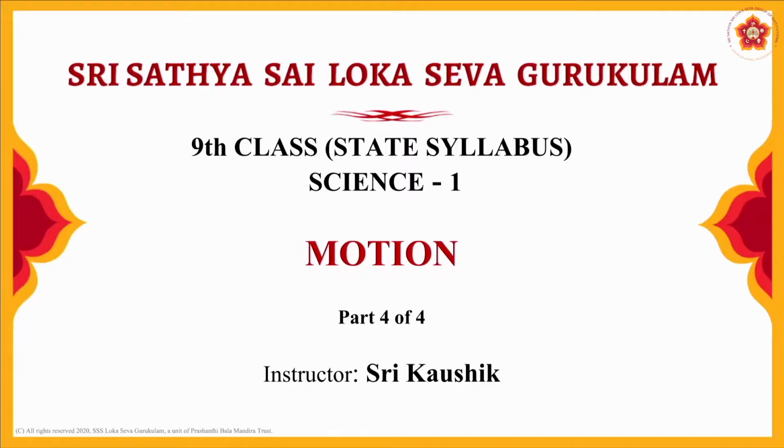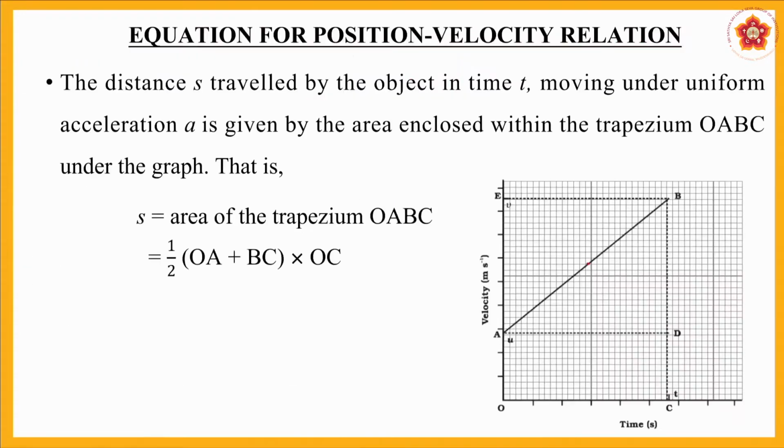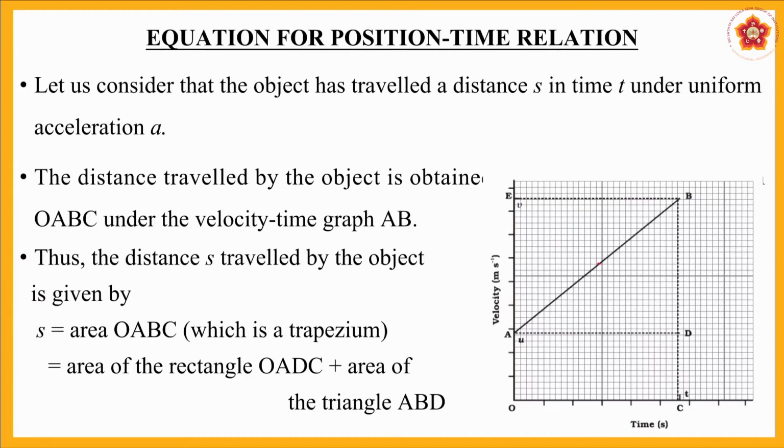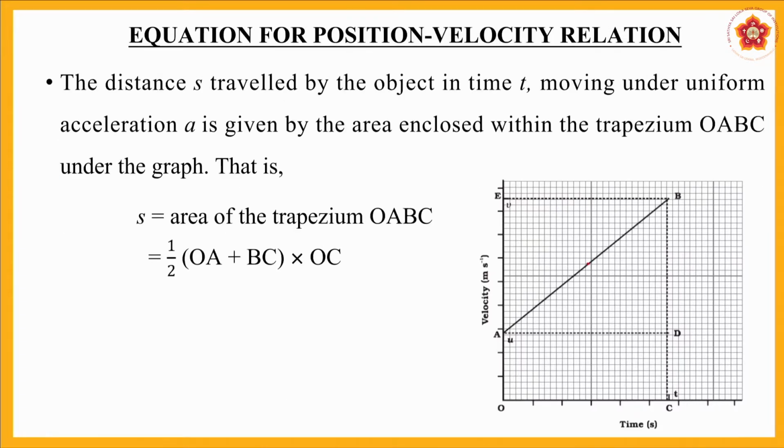So, the equation for position and time relation is what we have just arrived at: ut plus half at square. S is equal to ut plus half at square is the second equation. Now, let us come to the third equation of motion. Equation for position and velocity relation means what? Position S and velocity v. How are S and v related?